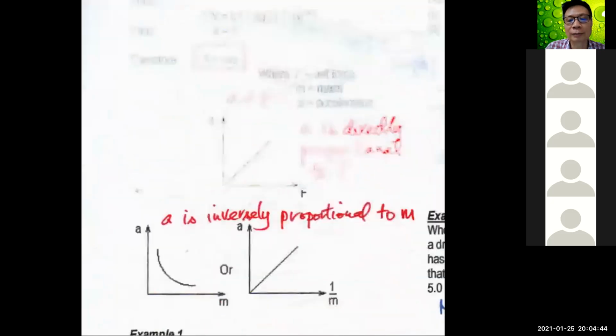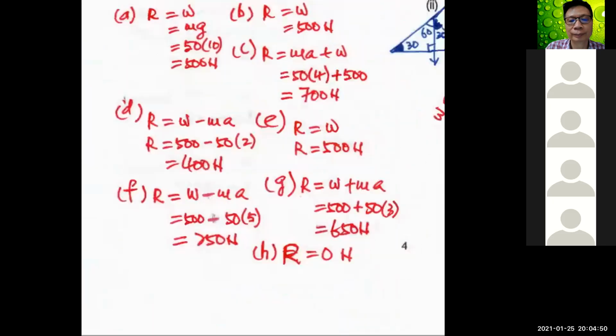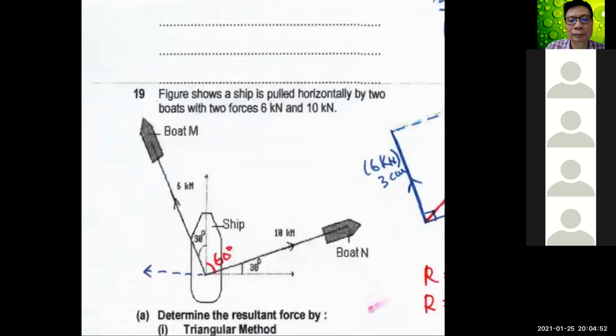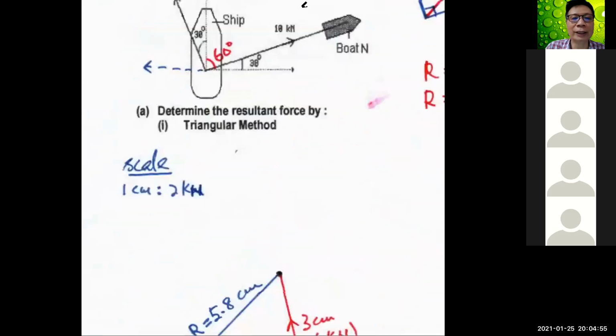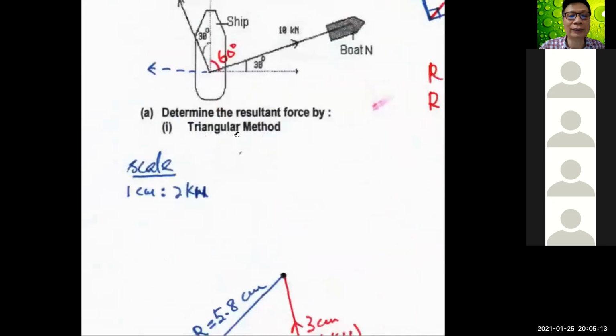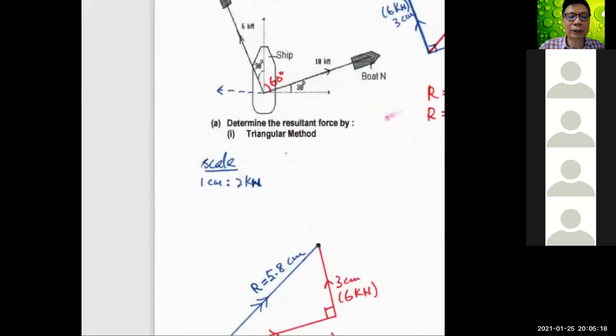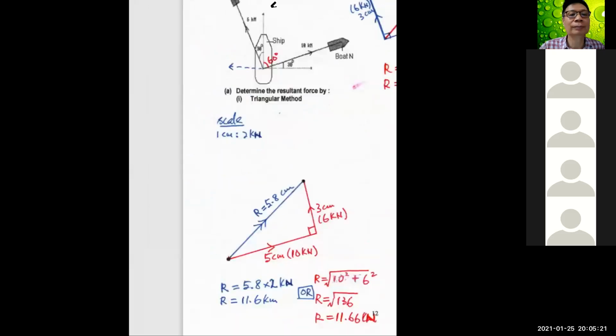One moment, I'm going to find where the question is. Here, yes. This question, do you remember or not? Turn your paper open. Last week, I think we discussed this question using the triangle method and the parallelogram method. Correct. What you did last lesson was like this, right?